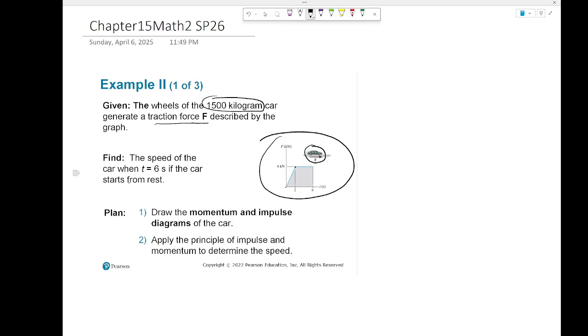The speed of the car, you have to find at this moment, at time t equal to 6 seconds. So basically you have to find the velocity at this moment. Okay, so let's dig through this problem a little bit more.